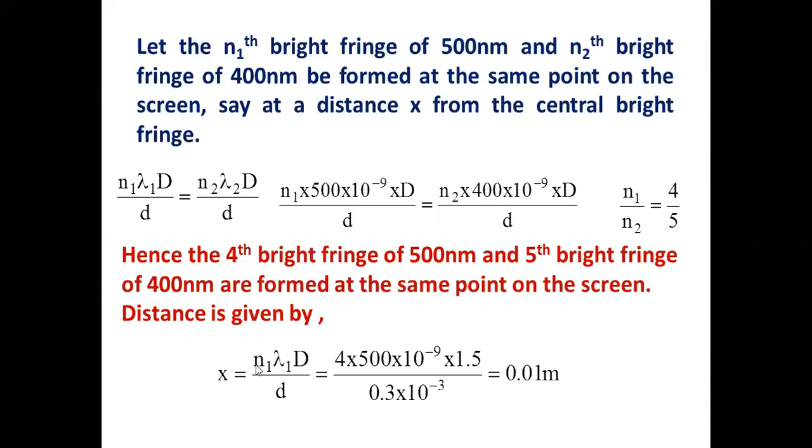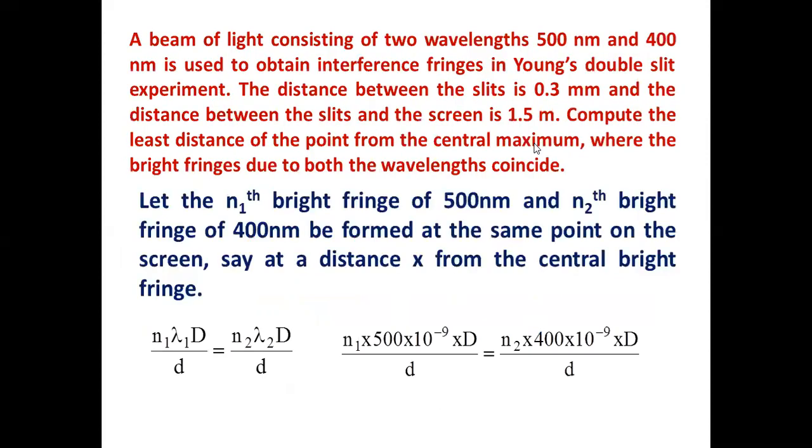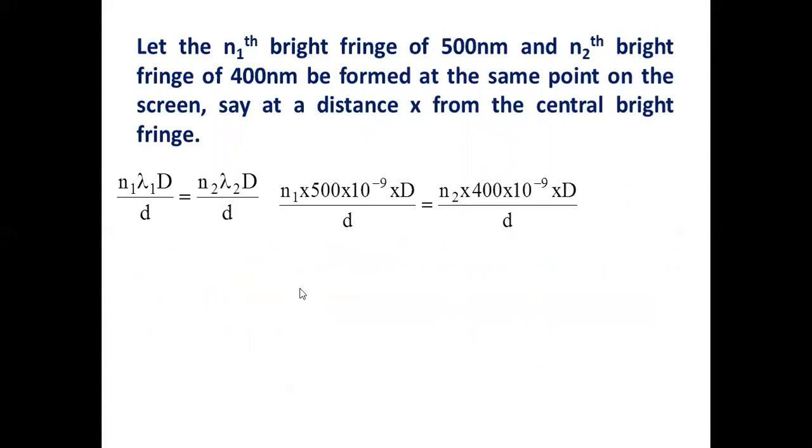So for the nth fringe of 500 nanometer, 4 steps are enough, because for 400 nanometer, 5 steps are needed. So 500 nanometer divided by 0.3 into 10 to the power minus 3, because they want the distance of that fringe. Anything you can do. If you are asked to find out the distance, either calculate 4 beta 1 or 5 beta 2. Here it is 4 and 5, yes. Fourth fringe of 500 nanometer, n1 lambda d by d. n1 is fourth.